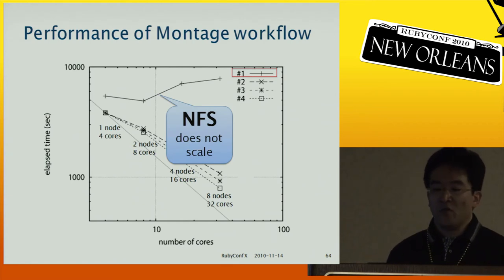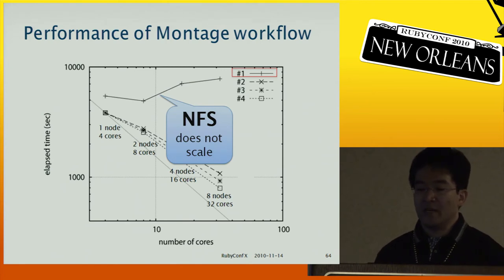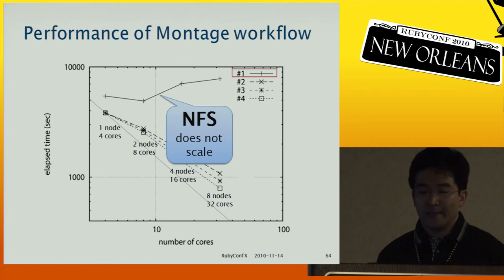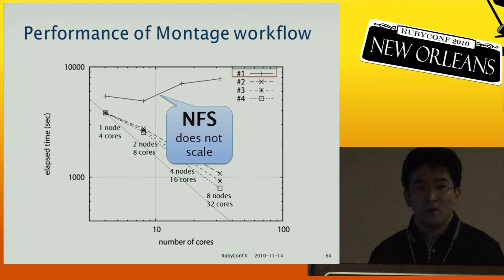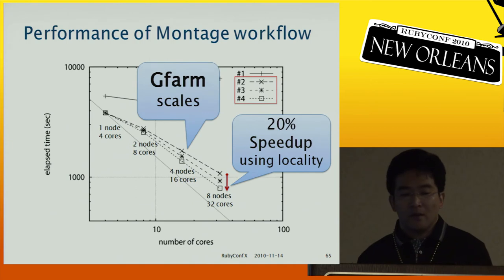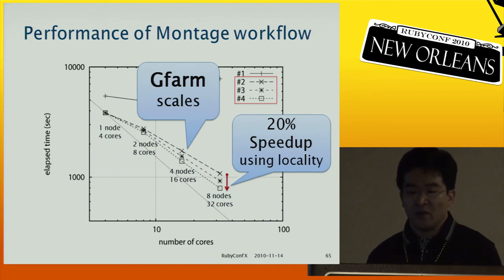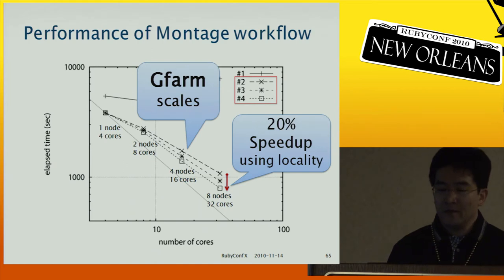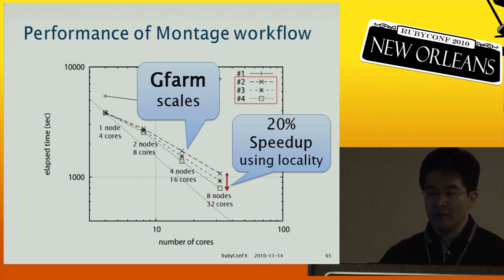This is the result of the performance evaluation of Montage, the astronomical image processing workflow, which I have shown before. The horizontal axis is the number of cores, and the vertical axis is the elapsed time of the workflow, both in log scale. The upper line is the result of the NFS case. In this case, the elapsed time increases even though the number of cores increases. You can see NFS does not scale.